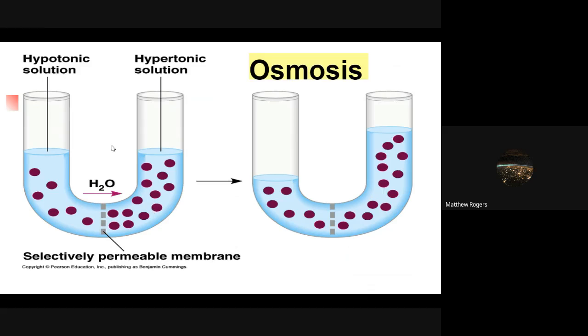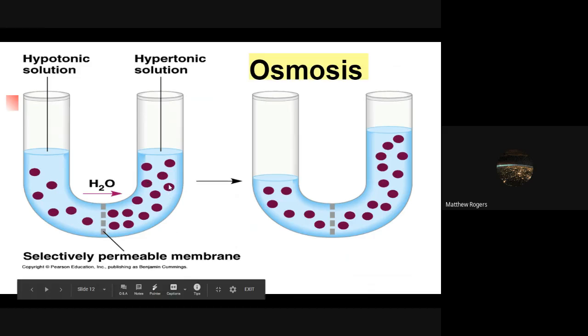Okay. Now, hypo, hyper, iso, these are terms that we're going to need to get used to. Hypotonic means it has below the amount of particles here. Okay. Hypo means below. So this side has the lower amount of particles.